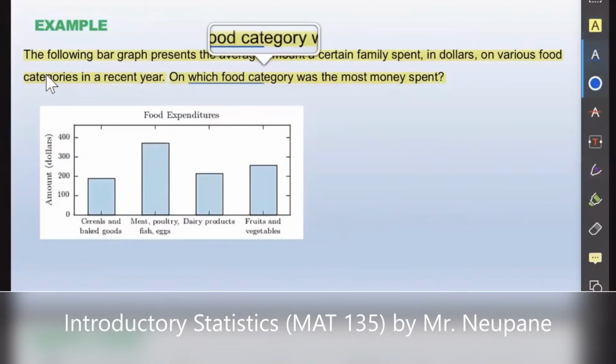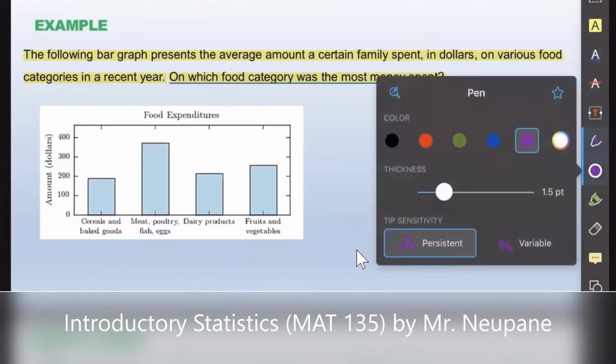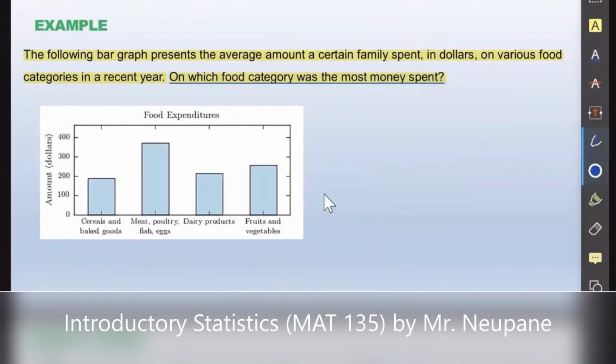So most money spent, that corresponds to the tallest bar, right? Yeah. So by looking at this bar diagram here, on which item do they spend the most money? Say that again. Meat, poultry, fish, eggs, right? Yeah. Okay. So let me write that. Most spending is on, the category is meat, poultry, fish, and eggs.